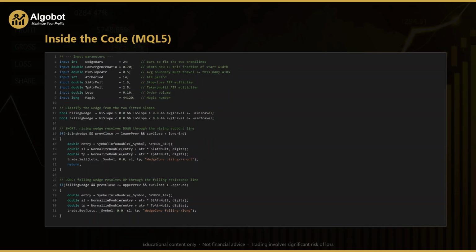Just below, you can see the two Boolean flags that classify the pattern. A rising wedge needs both slopes positive with enough upward travel, and a falling wedge needs both slopes negative with enough downward travel. Now look at the short block.